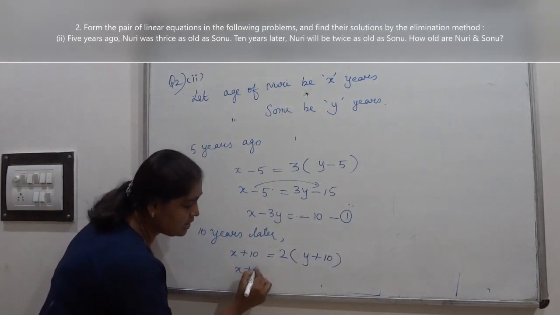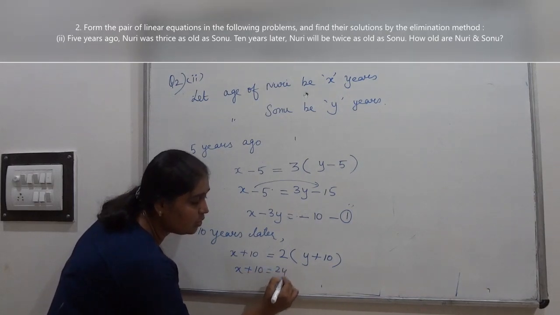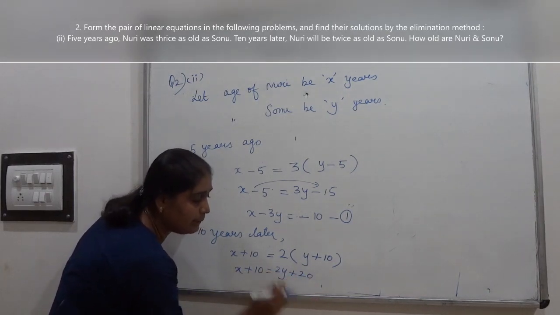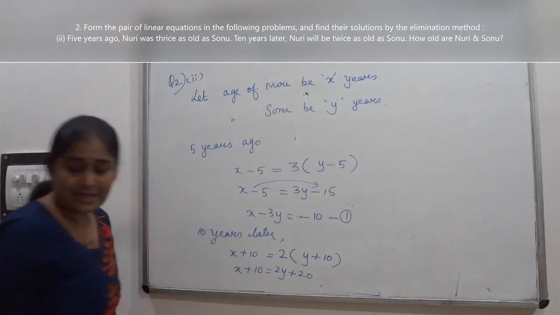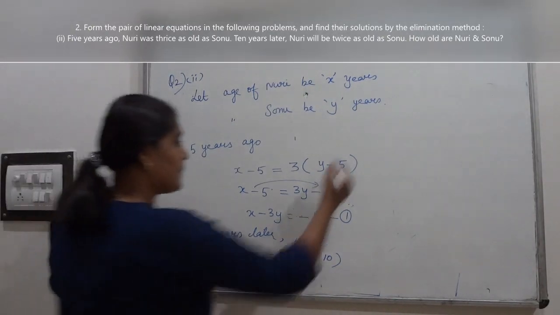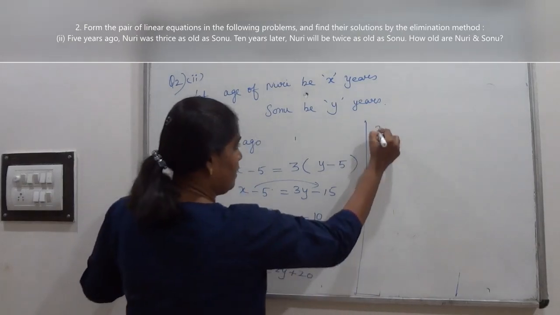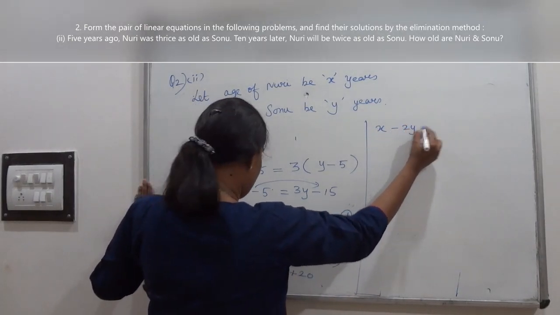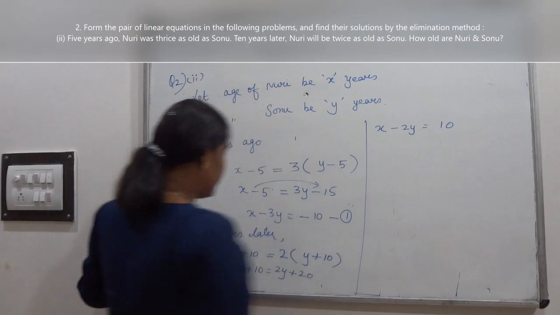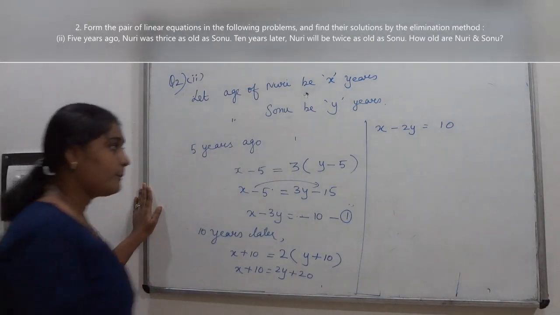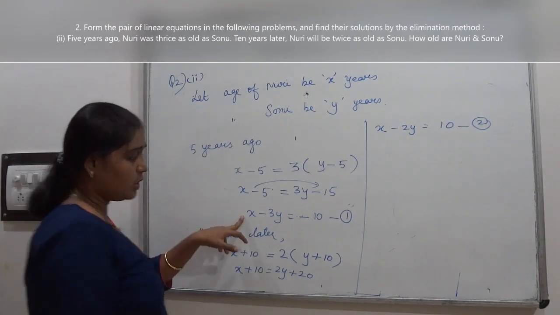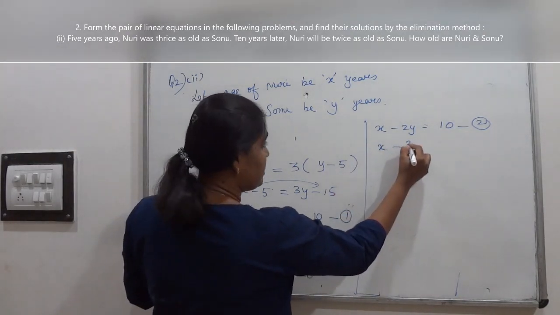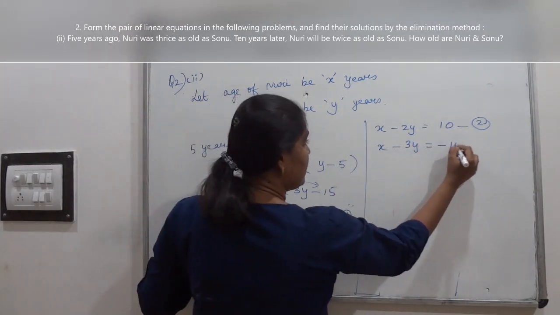Simplify this equation. X plus 10 is equal to 2Y plus 20. How did it come? 2 into Y, 2Y. 2 into 10, that is 20. Bring X and Y to one side. X minus 2Y is equal to 20 minus 10, which is 10. This is equation number 2. What is equation number 1? You already have X minus 3Y is equal to minus 10.